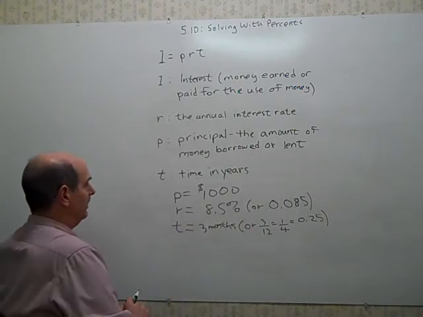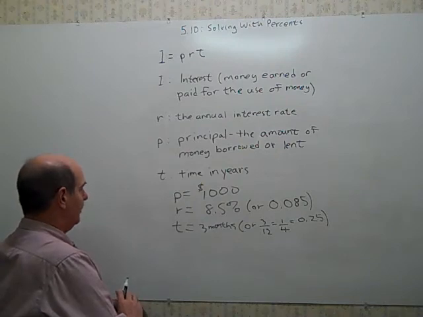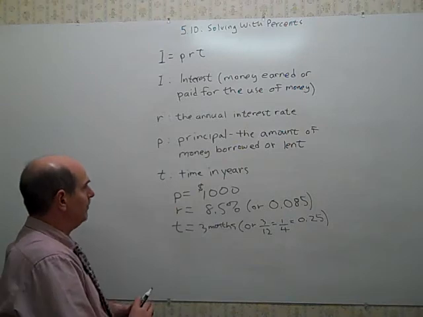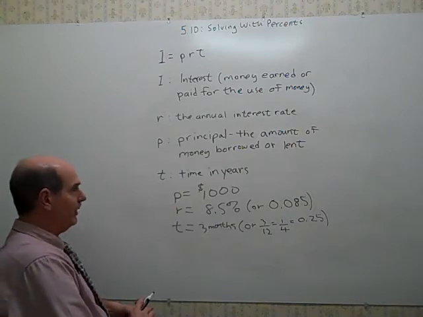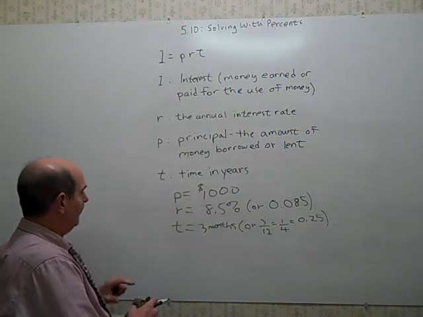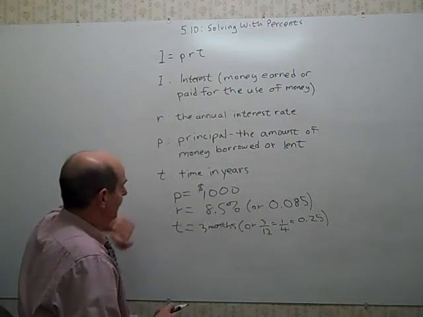So we have to figure out how much she has at the end of 3 months. We're going to have to use the thing I just erased, that the total amount is going to equal her interest plus the principal. It's going to be $1,000 plus whatever interest she earned. So we have to use this formula to figure out how much interest she got.